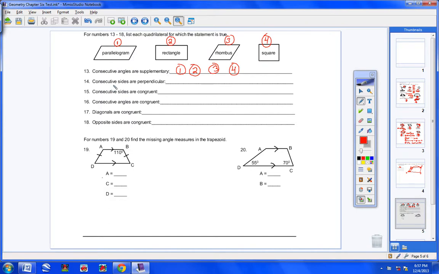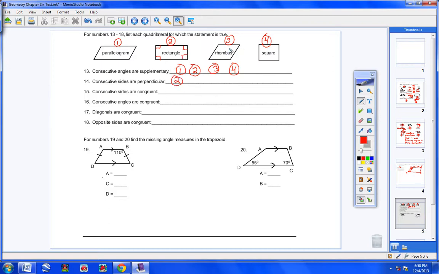Now, what about consecutive sides that are perpendicular? Does a parallelogram always have consecutive sides that are perpendicular? That means the 2 sides meet at a right angle. Well, no, not at all. This is a parallelogram, and we can see we definitely don't have a right angle right there. So no, that's not true for a parallelogram. Now, a rectangle, that's definitely true. We have 4 right angles all the way around, do we not? Sure we do, definitely. So it's true for a rectangle, number 2.